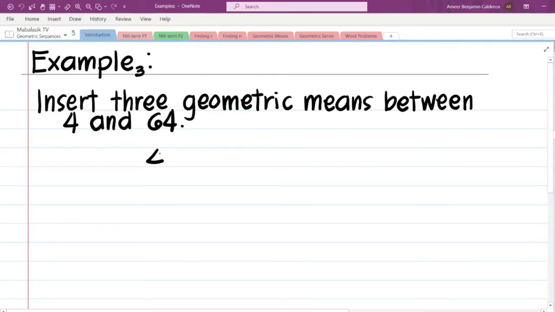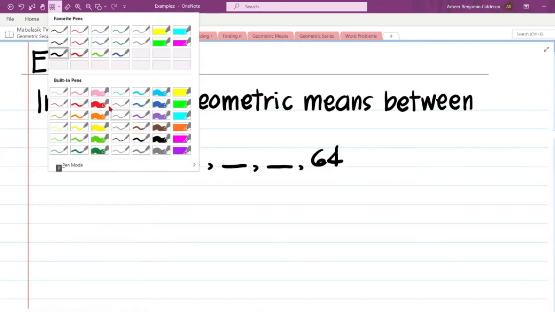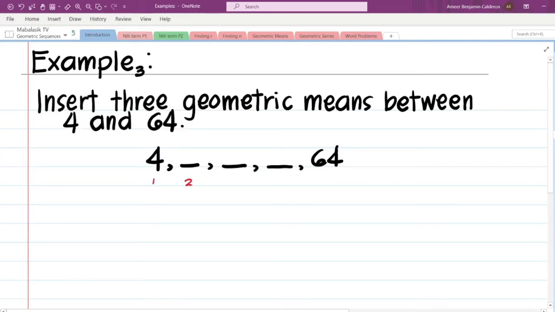So we have here 4. Then we have to insert 3. So 1, 2, 3, and then 64. So how many terms do we have? 1, 2, 3, 4, 5. We have 5 terms. Let us now use our formula. Solve for r, and then from the first term, multiply until we get 3 geometric means. So let us use our formula. A sub n equals a sub 1 times r raised to the n minus 1.